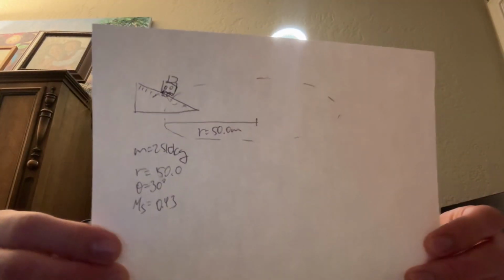Hello, I am going to be explaining the second FRQ AP Physics problem. Basically we're given a situation that looks something like this. Let me read the question real quick.